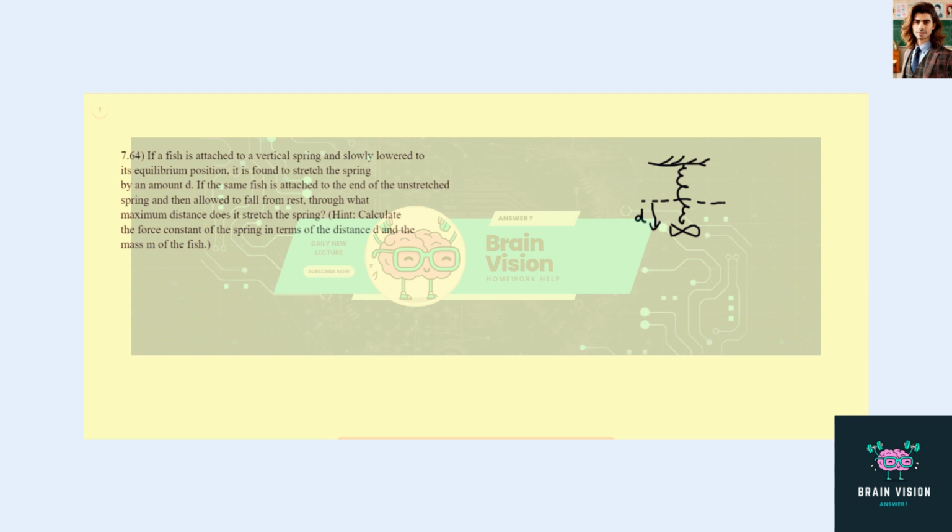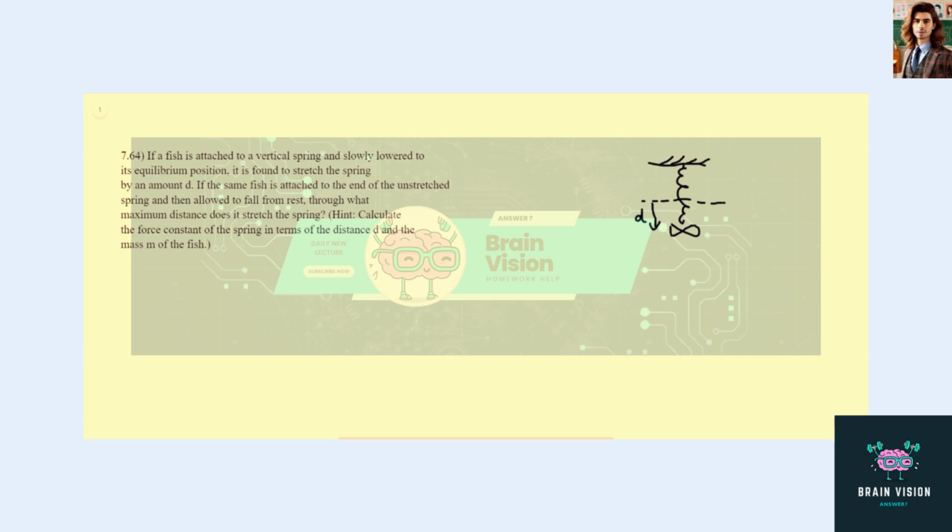We have a fish that's attached to a vertical spring and it's slowly lowered to equilibrium position. So the spring initially was just this length here, but then a fish is attached to it and it stretches the spring distance d. Then we say if this fish is attached to the end of the unstretched spring and allowed to fall from rest, what maximum distance will it stretch?